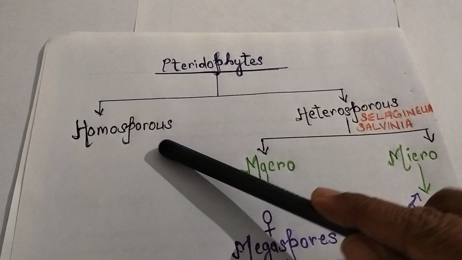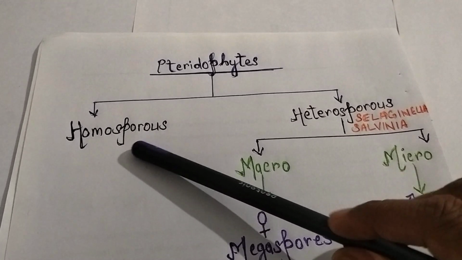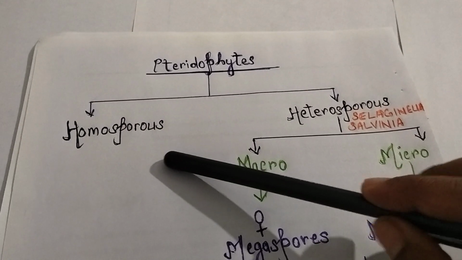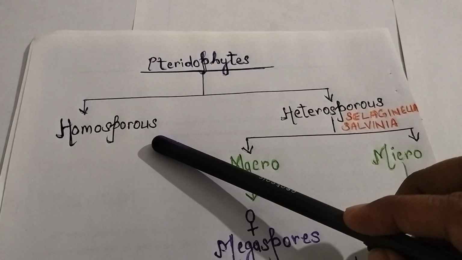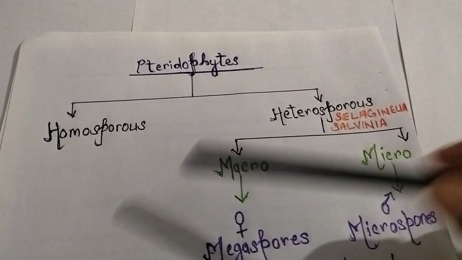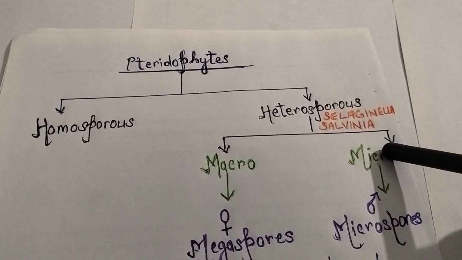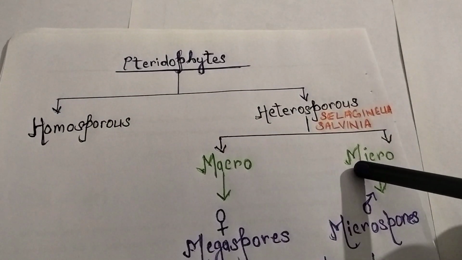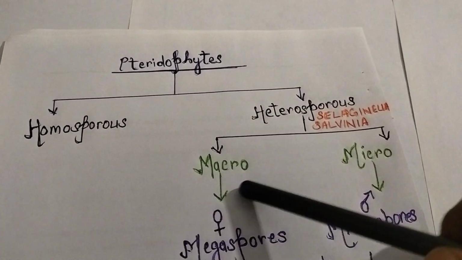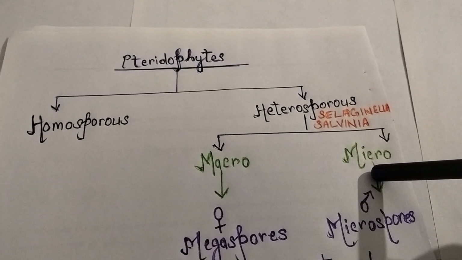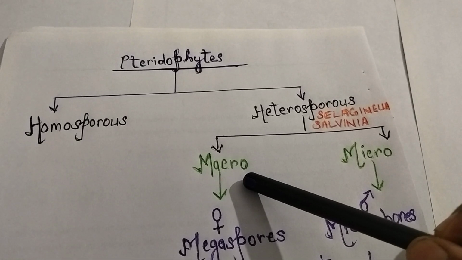Such pteridophyte plants are called homosporous. Homosporous plants means those pteridophytes which produce the same kind of spores. But in some cases, for example Selaginella and Salvinia, different kinds of spores are formed. Two different kinds of spores are formed. One is macro and the other is micro. Evident by the name, micro means small and macro means big.